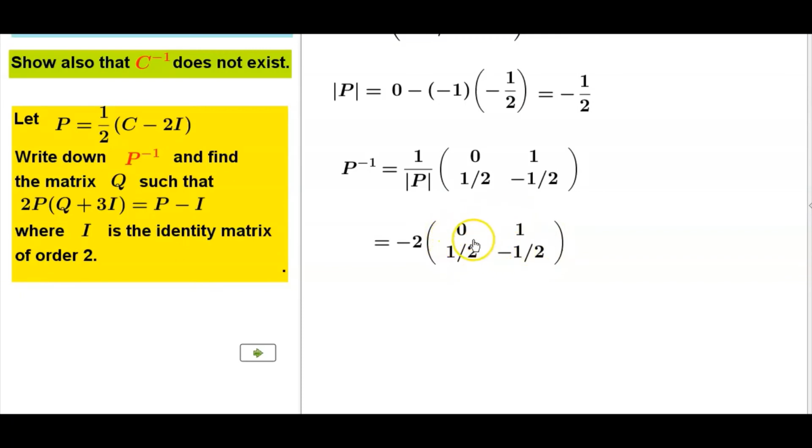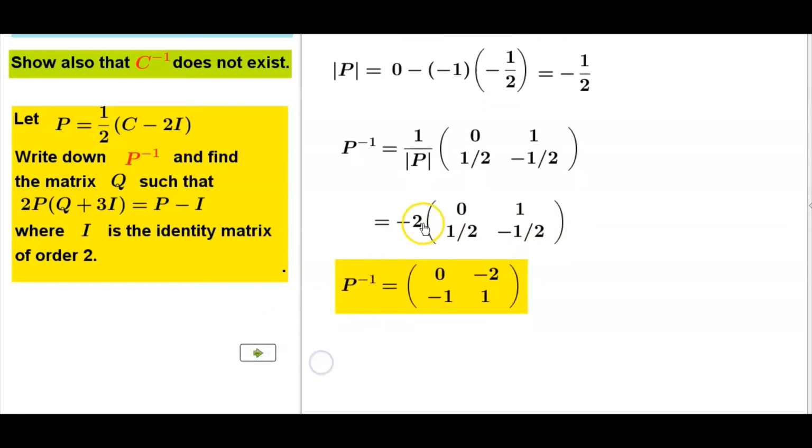Each element should be multiplied by minus 2. Now minus 2 into 0 is 0, minus 2 into 1 is minus 2, minus 2 into half is minus 1, minus 2 into minus half is 1. This is the inverse of P, the P inverse matrix.